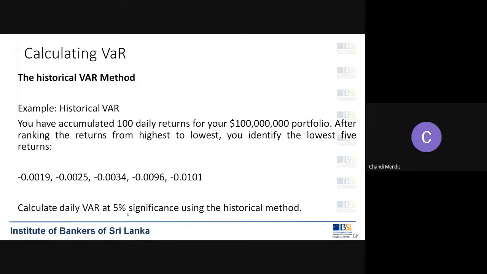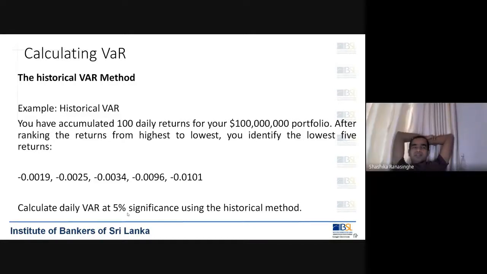0.0101. Yes, correct. 0.0101 is the worst return, right? Second worst return is 0.0096. Third worst return, 0.0034. Fourth worst return is 0.0025. And the fifth worst return, 0.0019. So 100 days, 5% is the fifth worst return, which is 0.0019. Right? So that is your 5% value at risk.